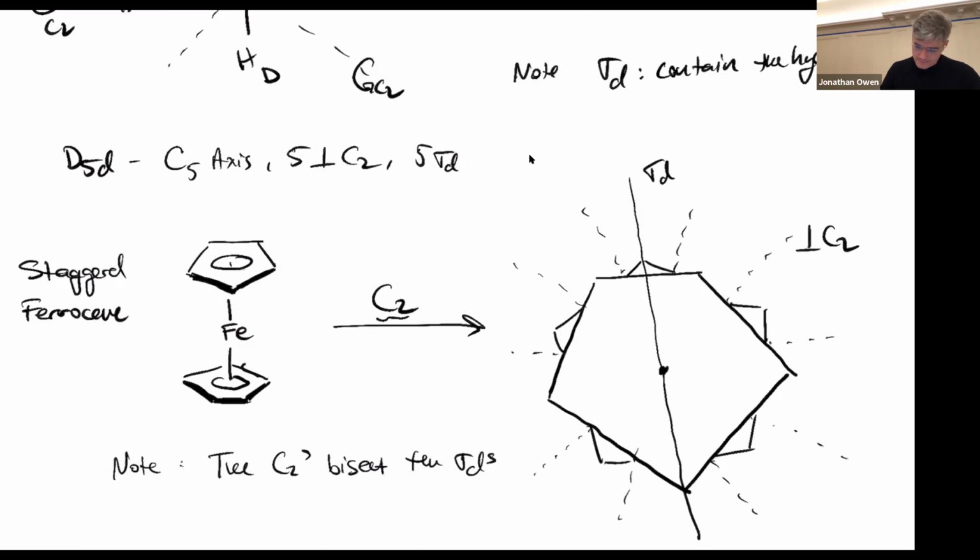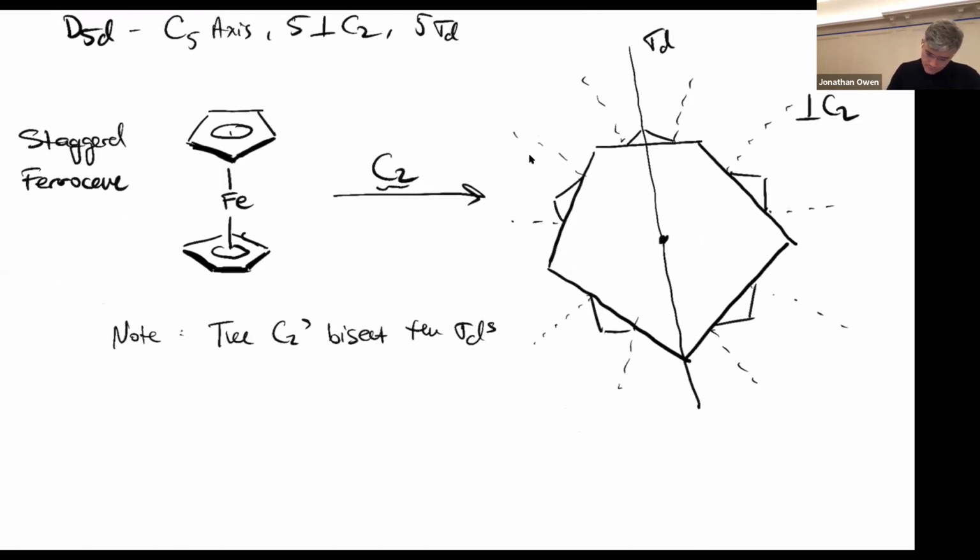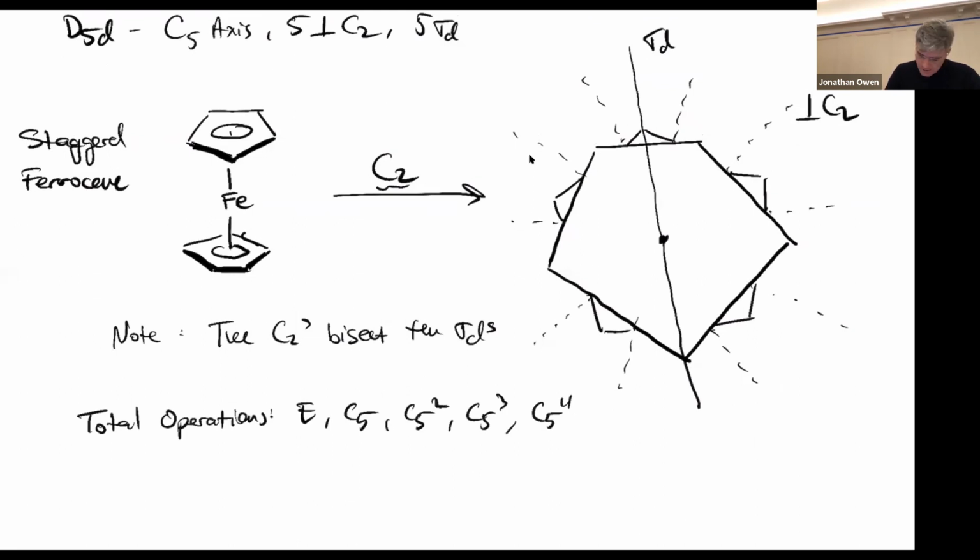Okay, so let's do all the operations. How many operations do we have? So we got an E, we got C5, we got C5 twice, we got C5 3 times, we got C5 4 times. We have 5 perpendicular C2s, we have 5 sigma Ds. Anything else? Anybody see something else?